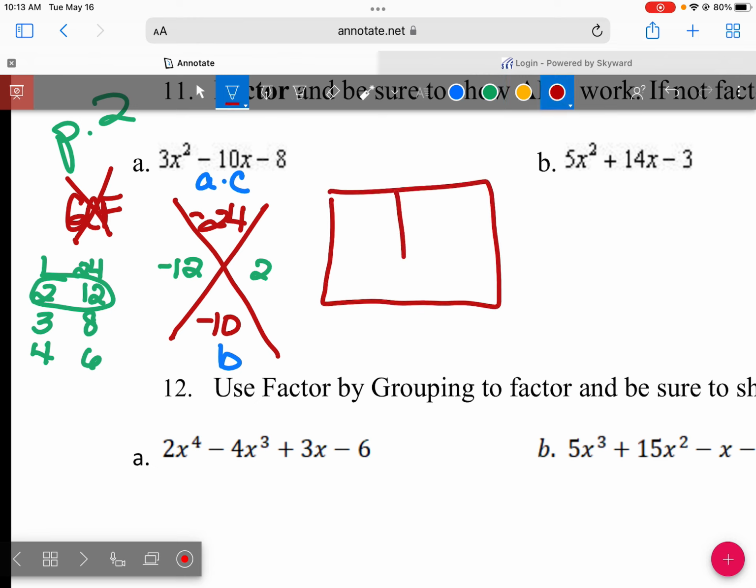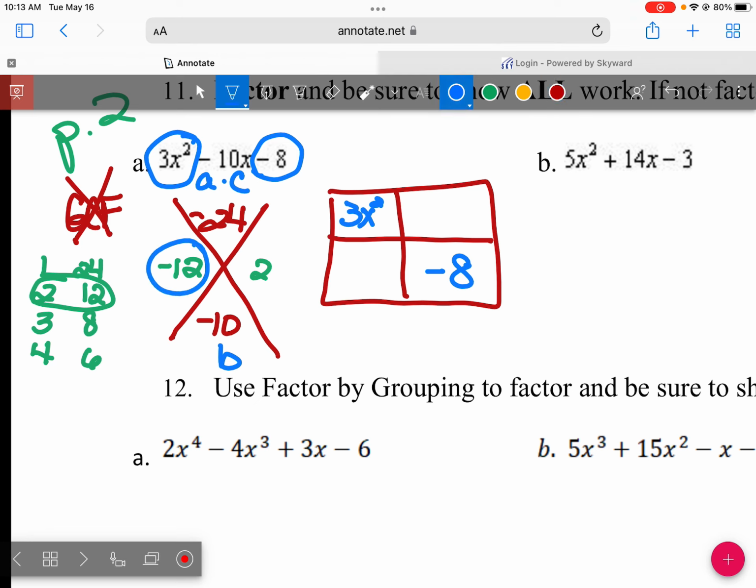In the first box goes the first term, the whole term. So that's 3x squared. In the last box goes the last term with its sign. Okay? And the middle is the diagonal. So that would be negative 12 and 2. They have to add up to the middle part, so you have to add an x. So that's negative 12x and 2x.